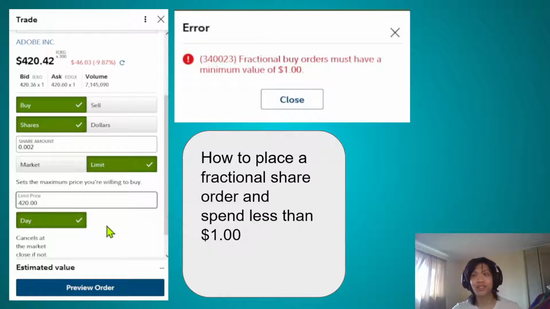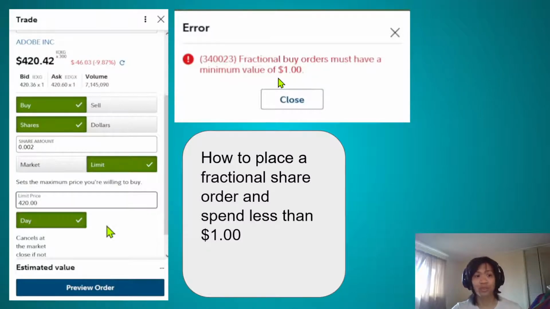This is one way that you would not want to go about it. For example, if you wanted to buy something like Adobe and it was trading at $420.42, if you put buy shares, if you wanted to buy 0.002 shares and you put a limit order of $420 and you hit preview order, you would get this error sign saying that fractional buy orders must have a minimum value of $1.